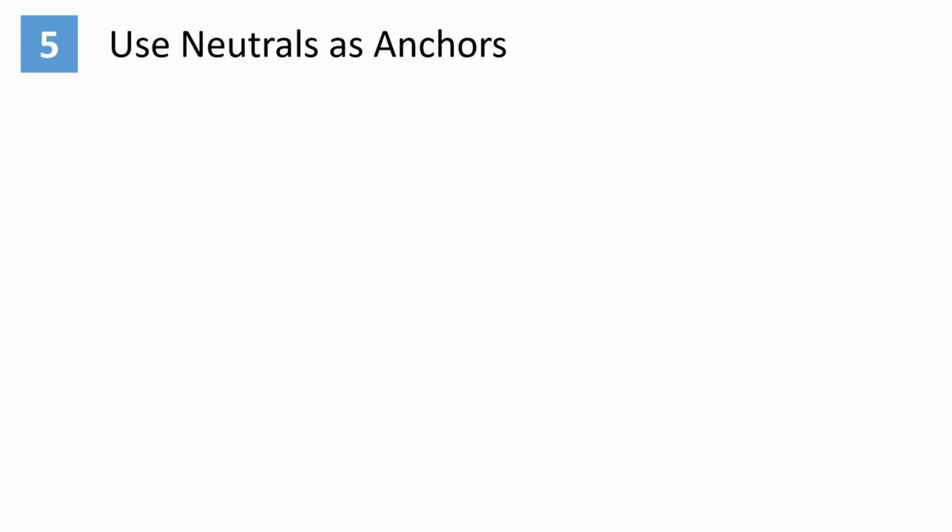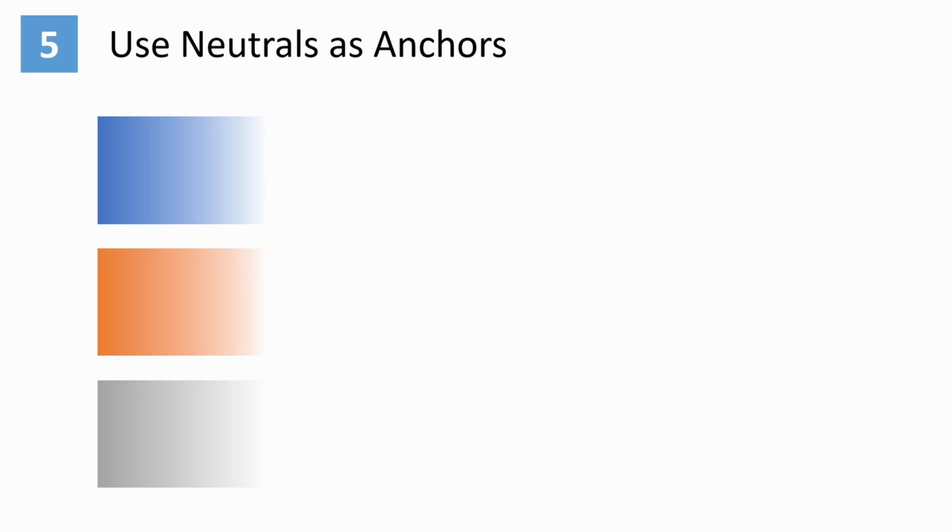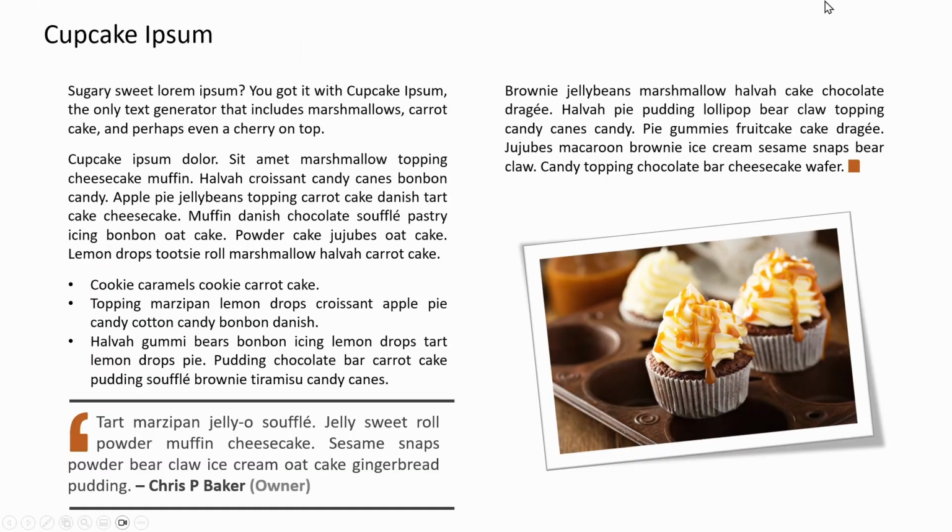Number 5, use neutrals as anchors. So pair a bold color with a neutral like teal with white or purple with gray. It makes designs feel cleaner and easier on the eye. So it's best for slide backgrounds with text on top or charts. Here is a slide. We have no background right now. If we were to use a subtle background with neutrals as an anchor, we could get an effect like this. So on this left hand side, we have a tint of yellow from this image, and on the right hand side we have this neutral white.